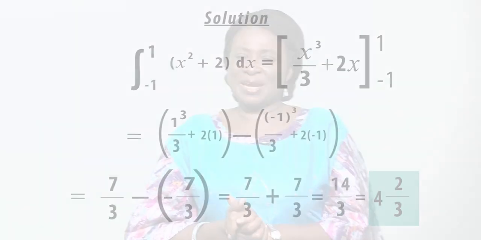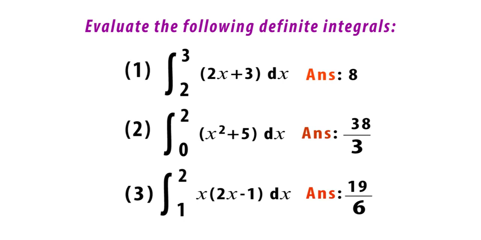Good. I want to give you an exercise again. Evaluate the following definite integrals. 1. The integral from 2 to 3 of 2x plus 3 dx. If you do that well, you will get the answer as 8. 2. The integral from 0 to 2 of x squared plus 5 dx. Again, you do that well, you will have 38 divided by 3 as your answer.